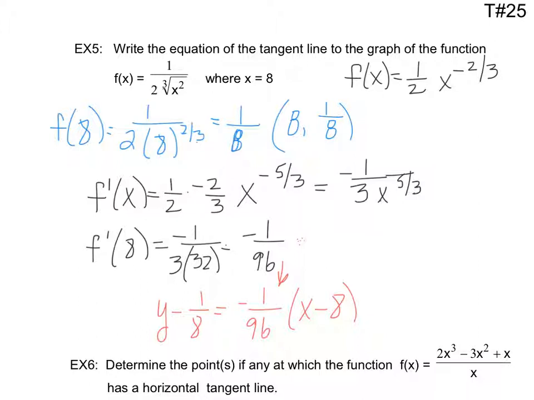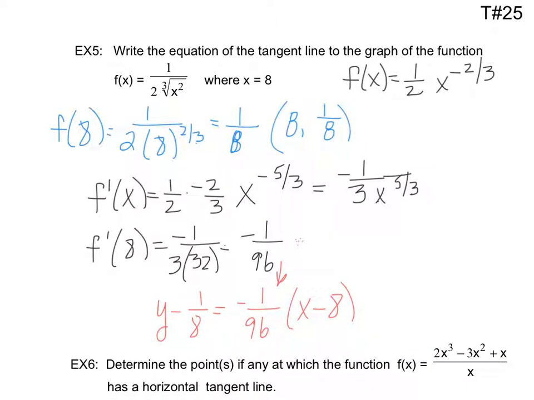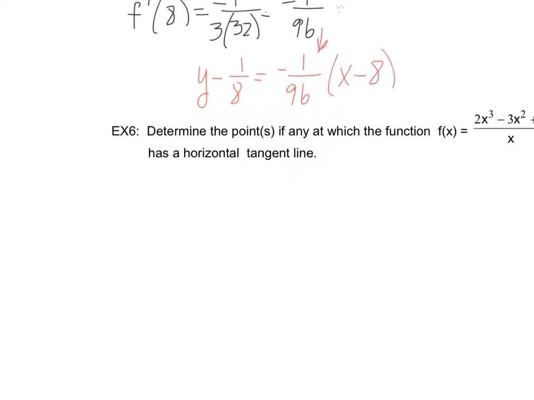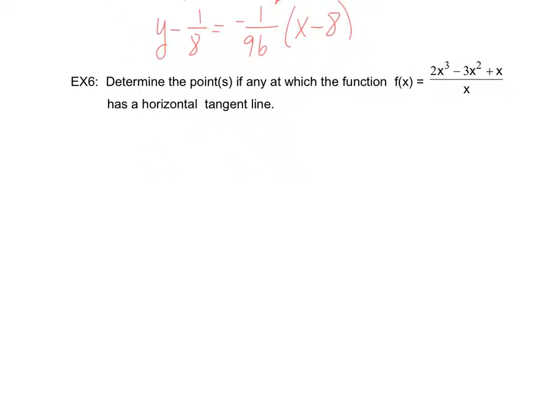All right, we got one more example to do. Determine the points at which that function has a horizontal tangent line. Now, what does that mean? F has a horizontal tangent line if what? The derivative equals 0. So I need to find the derivative of this thing and set it equal to 0.